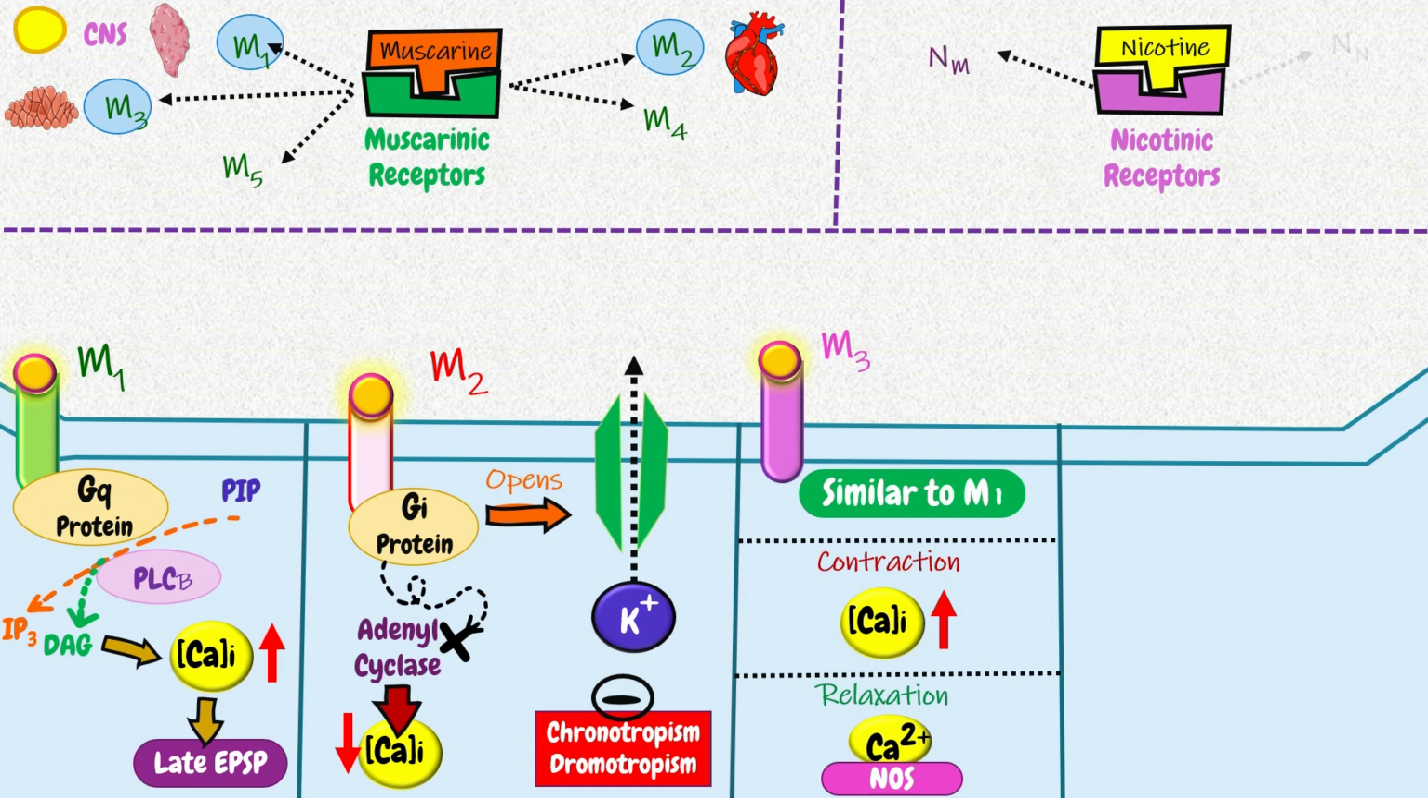Now, 2 types of nicotinic receptors are there: NM and NN. NM is located in the neuromuscular junction, which causes the contraction of skeletal muscles by way of end plate potential. NN causes depolarization in autonomic ganglia, resulting in postganglionic impulse.